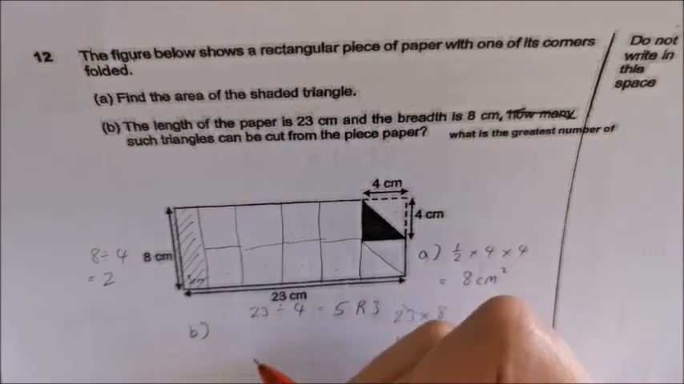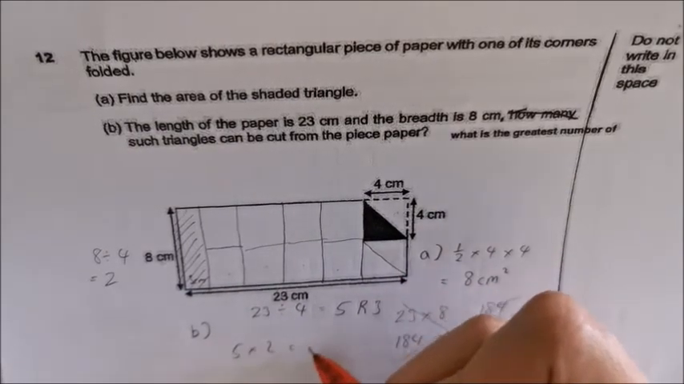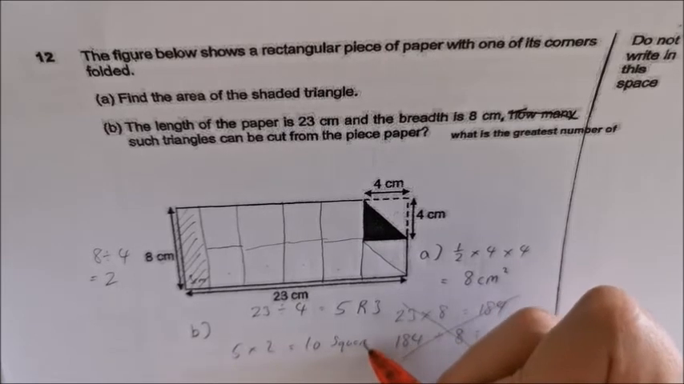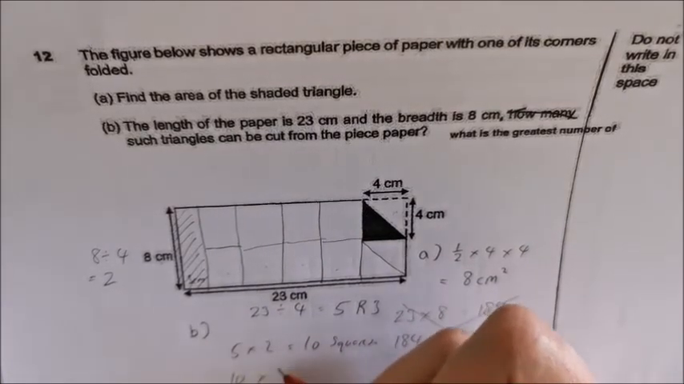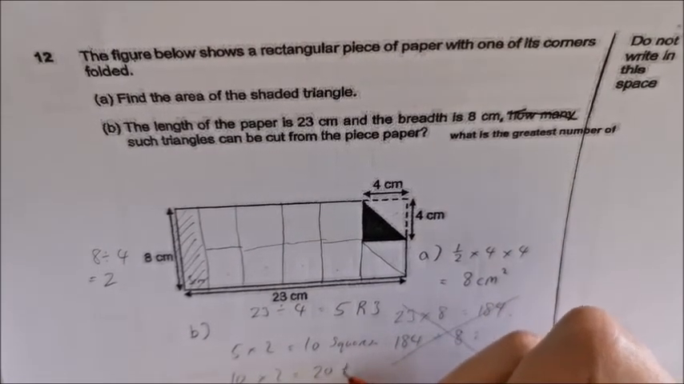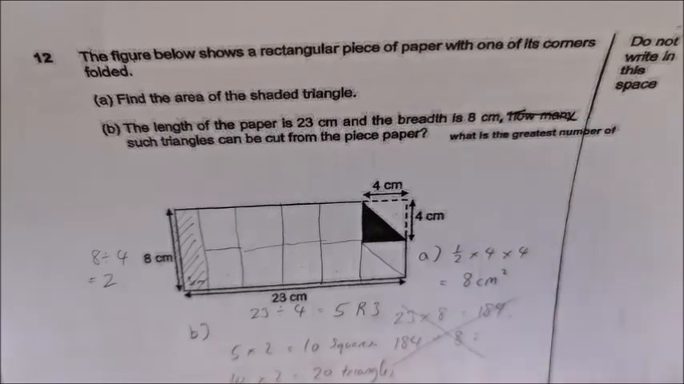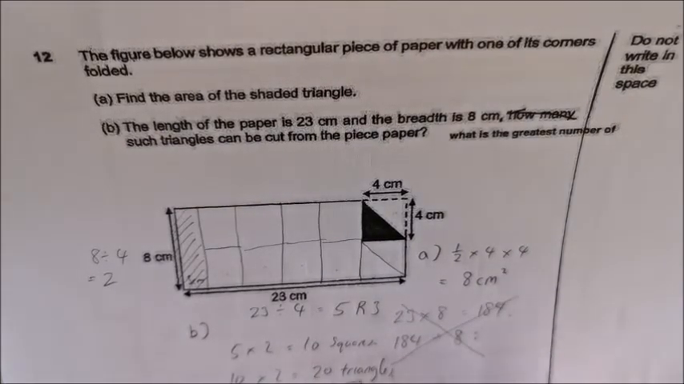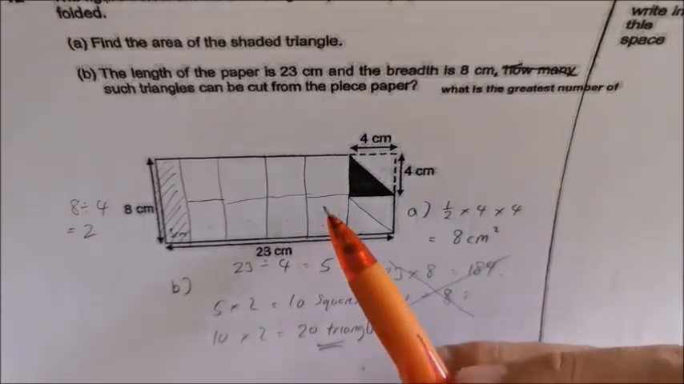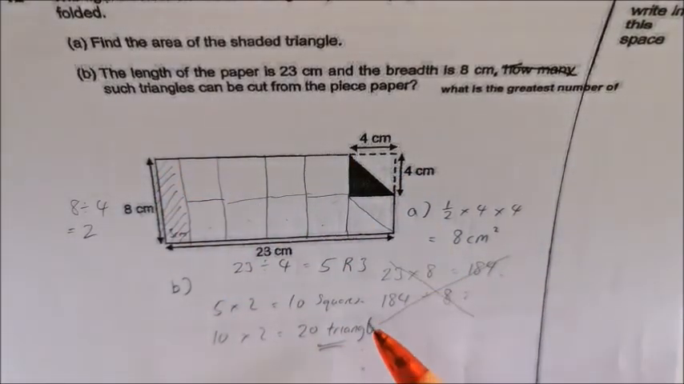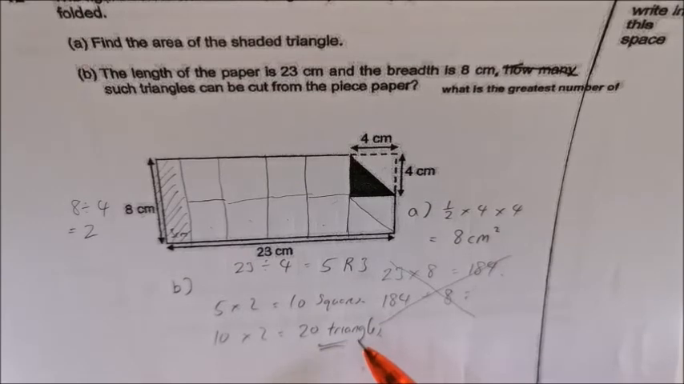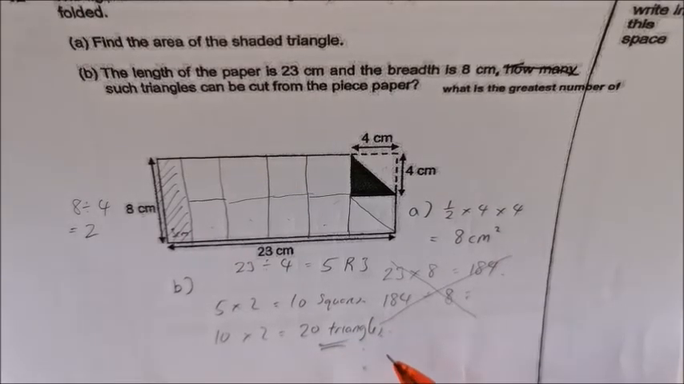So all in all, I will get 5 times 2, which is 10 squares. And guys, 10 squares means that I can form 10 times 2 equals 20 triangles. Am I right? Okay, so this is the answer. From this rectangular paper, the most triangles that I can cut out has to be 20.